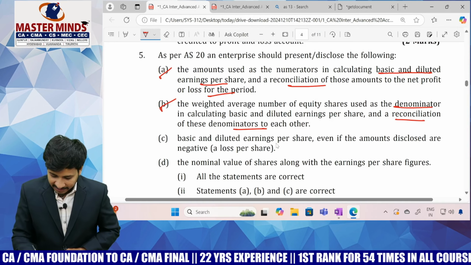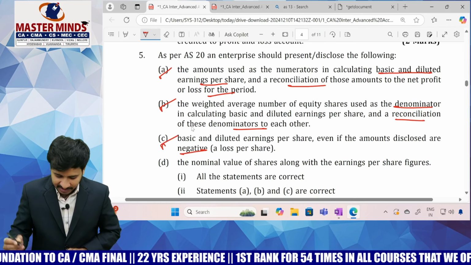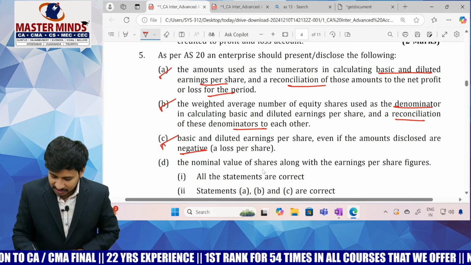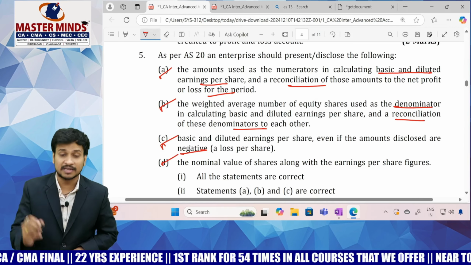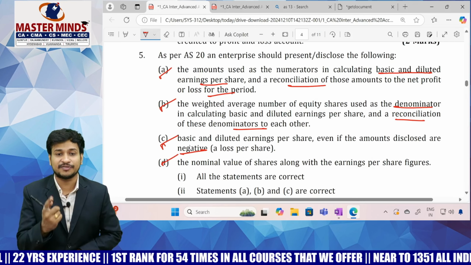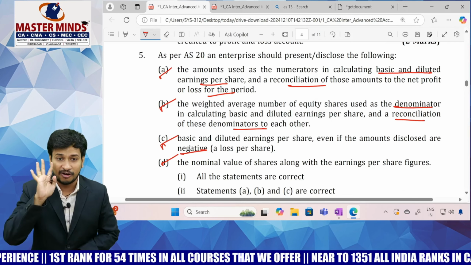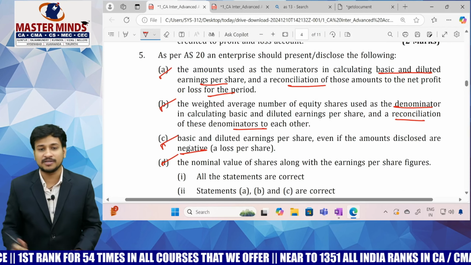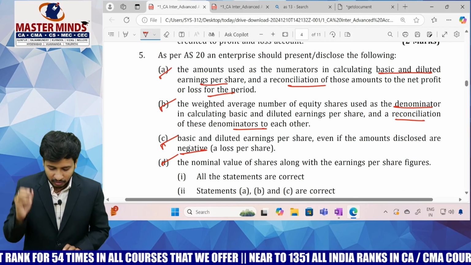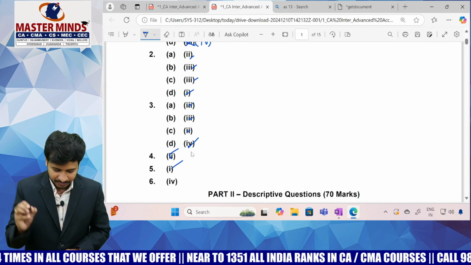And basic and diluted, even if the amounts are disclosed as negative, perfectly correct. The nominal value of shares along with EPS figures. Yes, correct, because you might have different classes of shares for which you have to disclose different values of EPS also. And hence you have to disclose nominal values along with the different EPS that you have got. And to tell you, all the statements are correct, the first one is perfectly true.